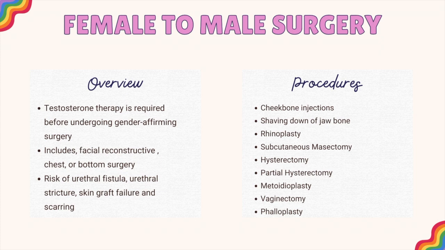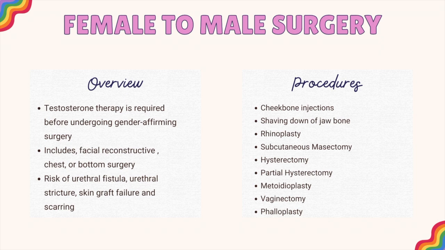Subcutaneous mastectomy, a procedure done to remove breast tissue, is usually the most common surgery requested by transgender men. Hysterectomy, on the other hand, has two types: partial hysterectomy, wherein only the uterus is removed, and total hysterectomy, where both the uterus and cervix are removed.